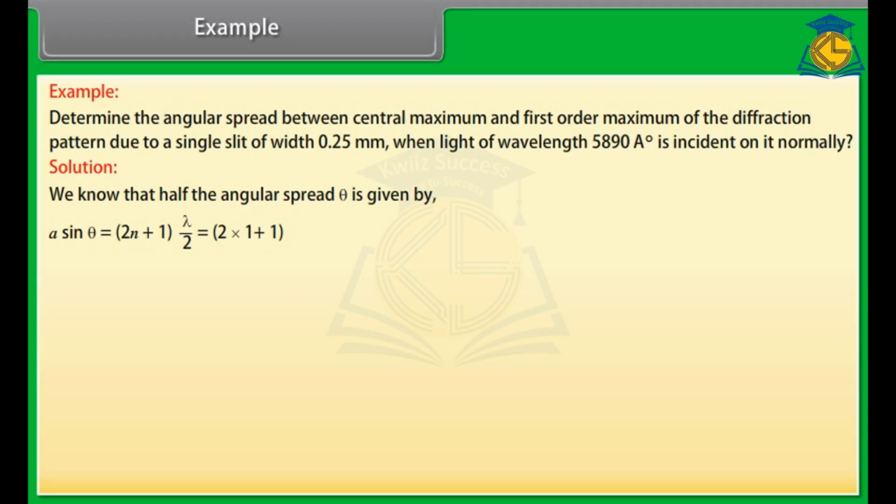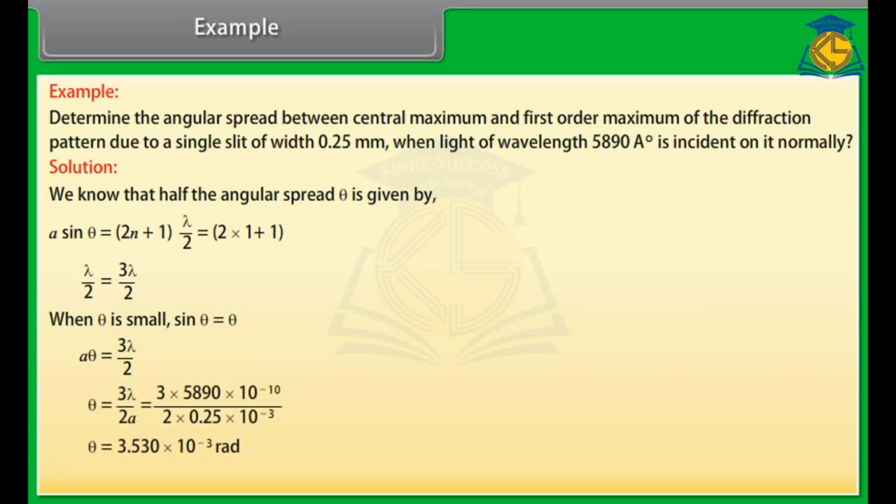On equating this, we get a sin theta equal to 3 lambda by 2. When theta is small, then the value of sin theta is equivalent to theta. It gives a theta equal to 3 lambda by 2. On putting the values, we get the value of theta equal to 3.530 multiplied by 10 raised to the power minus 3. Hence, the total angular spread is equal to 3.530 multiplied by 10 raised to the power minus 3 radians.